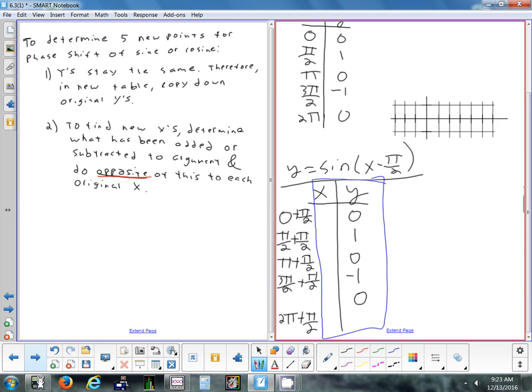Well, first one's pretty easy. What's 0 plus pi over 2? It's pi over 2. Pi over 2 plus pi over 2. Already have a common denominator. 2 pi over 2, which is just pi. Now the next one is pi over 1 plus pi over 2. What's my common denominator?